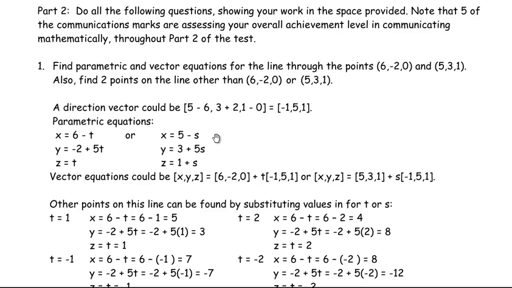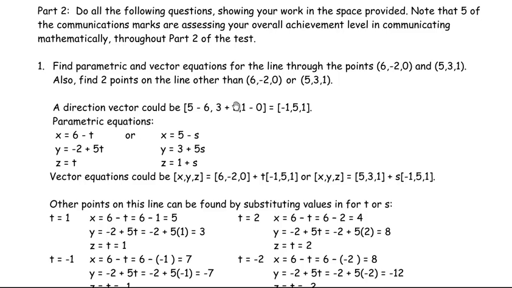Part 2, and in part 2 there are several questions where you're asked to show some work. And so in the first one it says find parametric and vector equations for the line through these 2 points. And it says also, once you find those, find 2 points on that line other than the 2 that you're given. So some different points, a couple of different points.